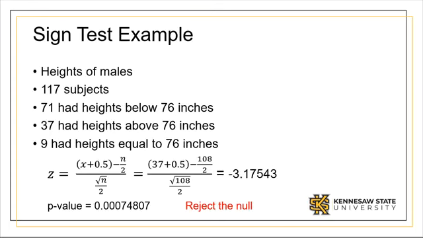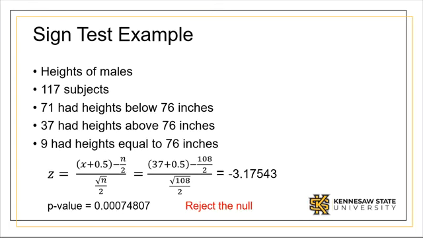Let's consider this example. Suppose we look at the heights of 117 males. We find the following results. The null is that the median is equal to 76 inches. The alternative is that the median is less than 76 inches. We have 71 values below 76 inches, or 71 negative signs, and we have 37 values above 76 inches, or 37 plus signs. Discard the 9 ties. This leaves us with 108 samples, and X equals 37.